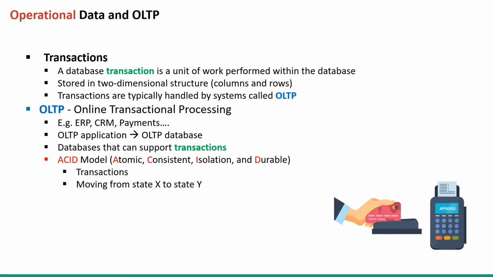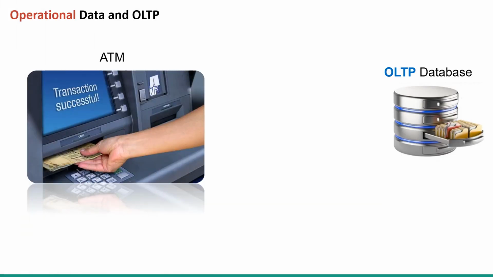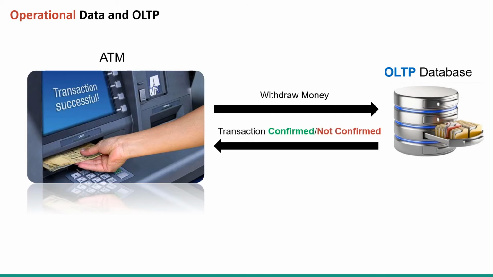Let's use another example, maybe more tangible. If I go to an ATM and withdraw some money, the ATM system must guarantee the end-to-end process. If I got the money, then my bank account must be updated. If I didn't get the money, then it should not be updated. The consistency of transactions in an OLTP database is critical. When a database complies with such an ACID model, then such problems are prevented.